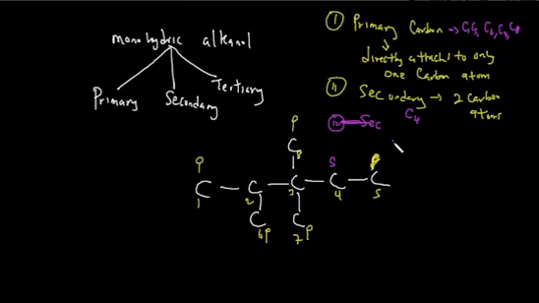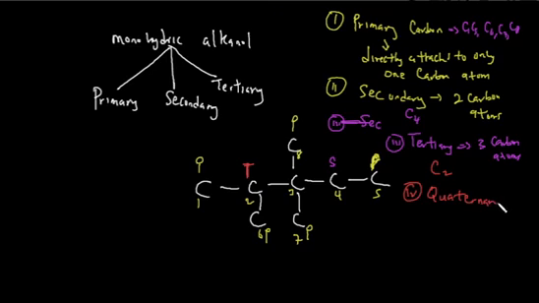Then we go to the next one, tertiary. How many carbons will tertiary be attached to? Three carbon atoms, not just three atoms. So which one is tertiary? 2. Correct. So C2 is tertiary. Then finally, you have quaternary. Quaternary is attached to four different carbon atoms. Which one is quaternary? 3. Exactly. So C3 is quaternary.